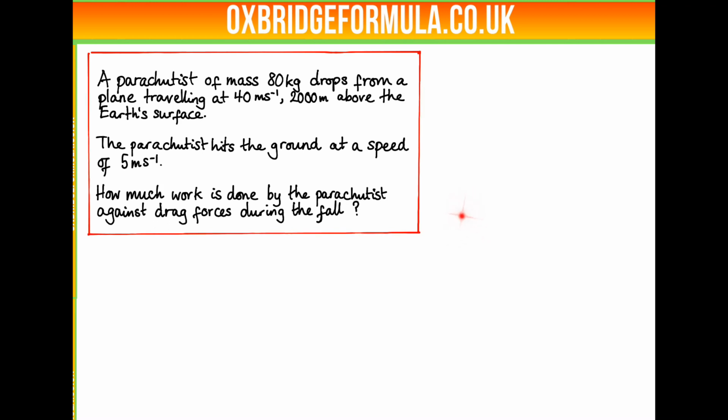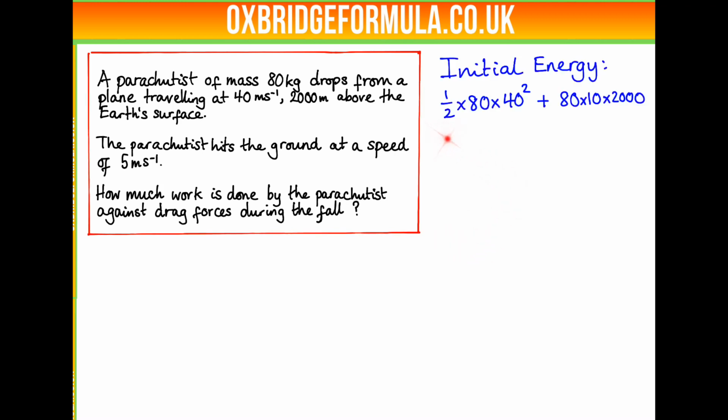Well, the information we do know is the height they start at, the speed that the parachutist begins with, and then the speed that they end with. So because this is an energy question, it might be useful to know the energies before and the energies after, and then any discrepancy will be due to the drag forces. So the initial energy is half times 80 times 40 squared, so this can be the initial kinetic energy, plus 80 times 10 times 2000, so the gravitational potential energy.